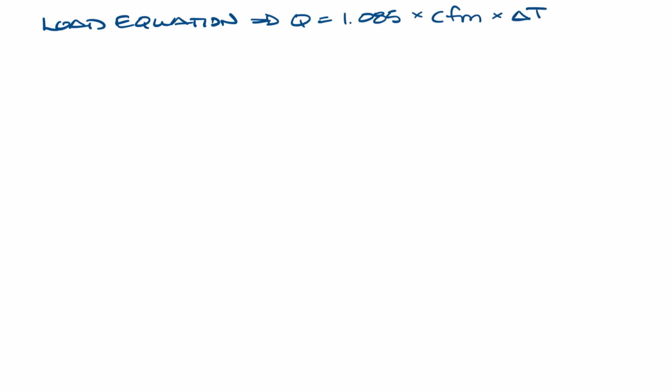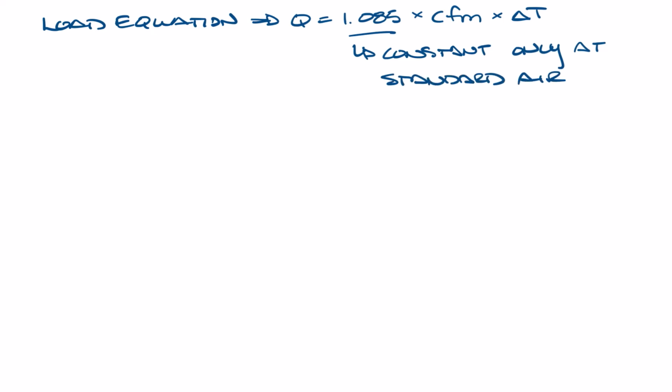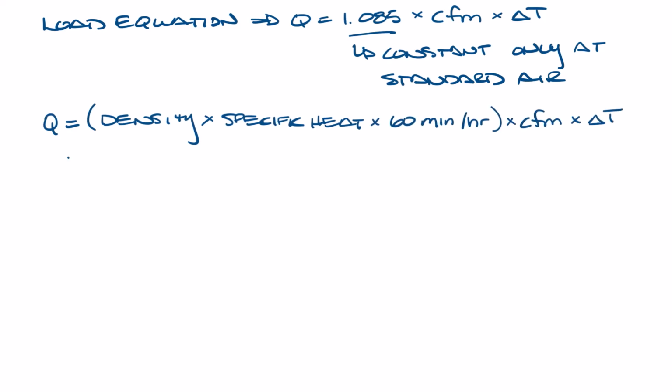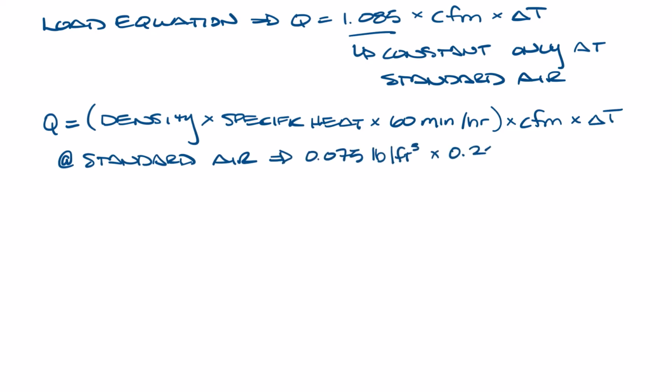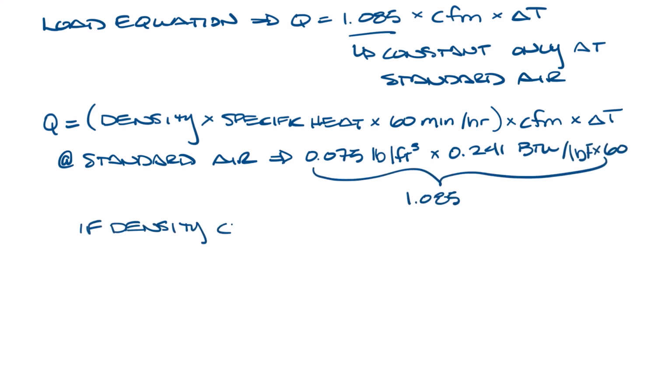So now let's move this over and connect it back to the load equation. The load equation is Q equals 1.085 times CFM times delta T. You see 1.085 as a constant, but technically it's only constant for standard air. The load equation can be rewritten for any air as Q equals the density times the specific heat times 60 minutes per hour times CFM times delta T. At standard air condition, this works out to 0.075 times 0.241 times 60, which equals 1.085. So you can see here if the density changes, the 1.085 changes too.